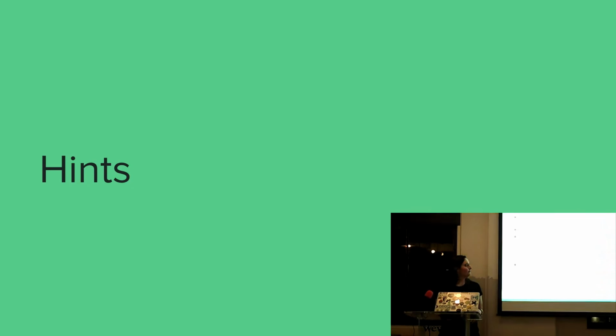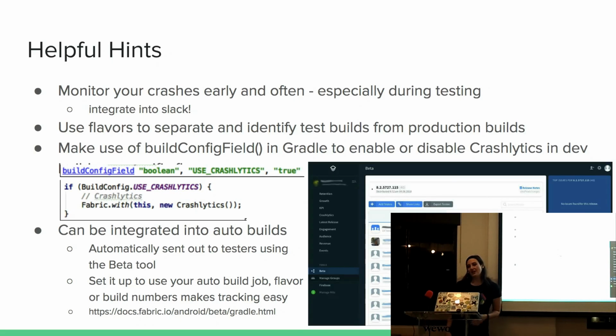So, some hints on getting started with this. Monitor your crashes early and often, especially during your testing. You'll probably find a lot of the errors really quickly, and you'll get a great report of them so you can solve them quickly. You could also integrate this into Slack.